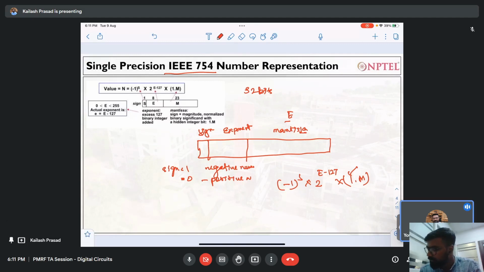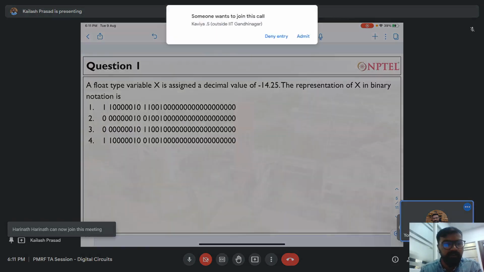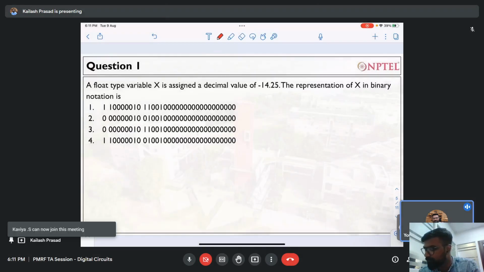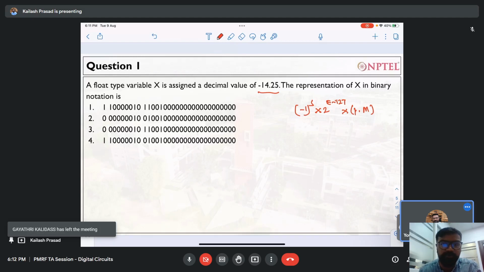So now moving to the first question which we'll be discussing in today's lecture, where I have given a number, -14.25, and you have to convert it into the IEEE 754 representation. Whenever I talk about IEEE 754 representation, I have to convert this number into something like this: (-1) to the power s into 2 to the power (e minus 127) into 1.mantissa, and this has to be converted into binary. How to approach this conversion is what we'll be discussing in today's class. The very first thing is the sign.